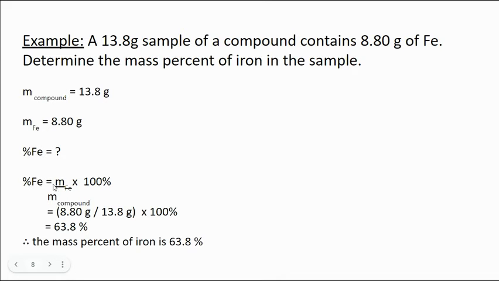So to find percent iron, I've taken mass. Sorry, that kind of struck out; that should have been an underline. There's my mass, subscript iron, over the mass of the compound. I'm going to divide those two values and times it by 100. So in total, 8.8 grams out of 13.8, that's 63.8% of this particular compound made of iron. So I'd say the mass percent of iron is 63.8%.